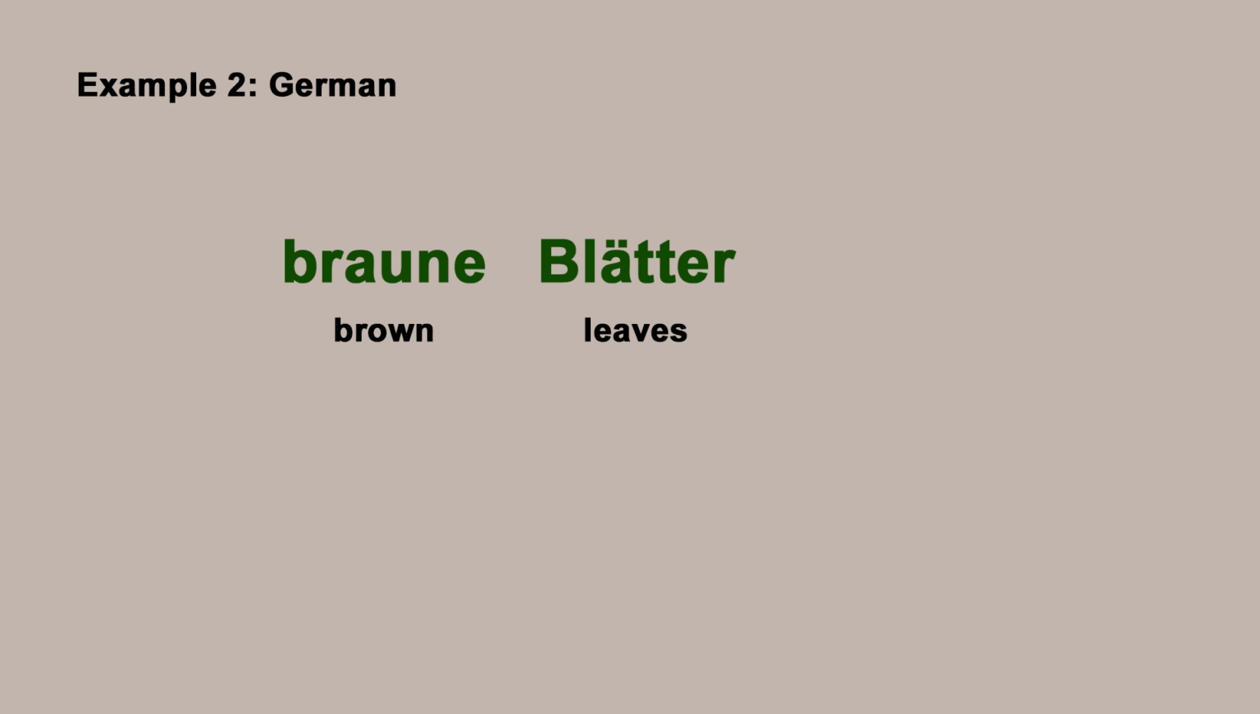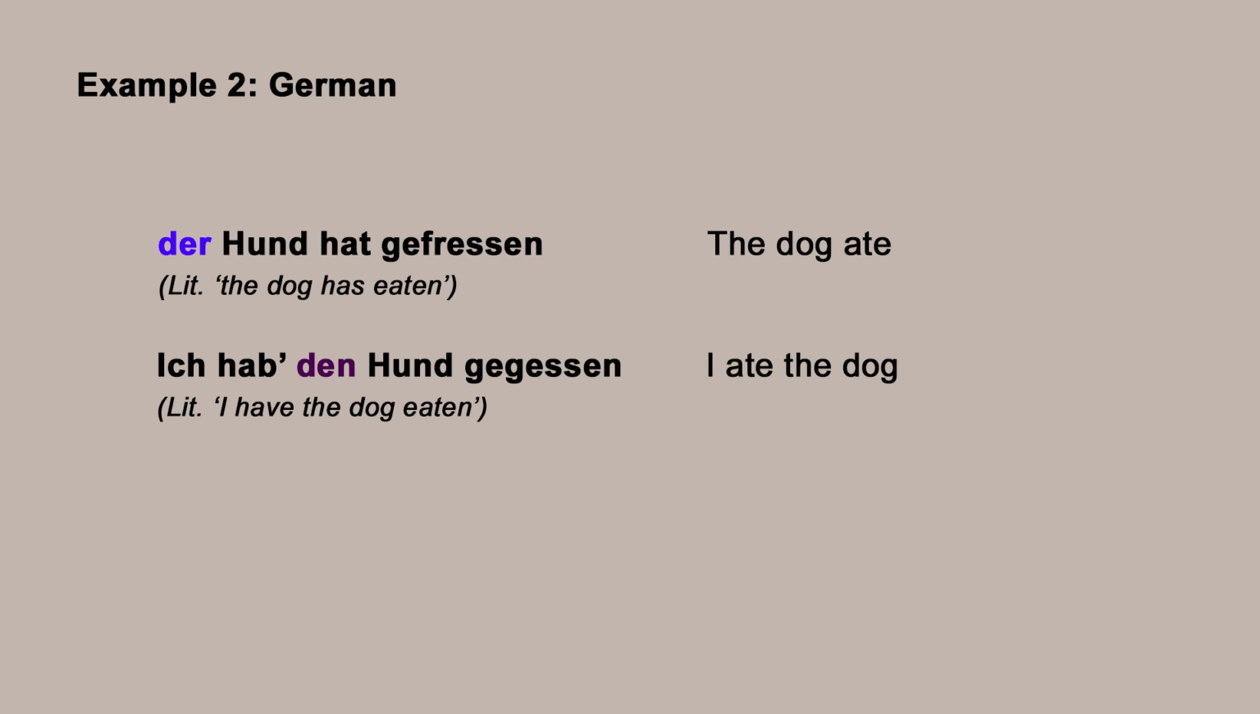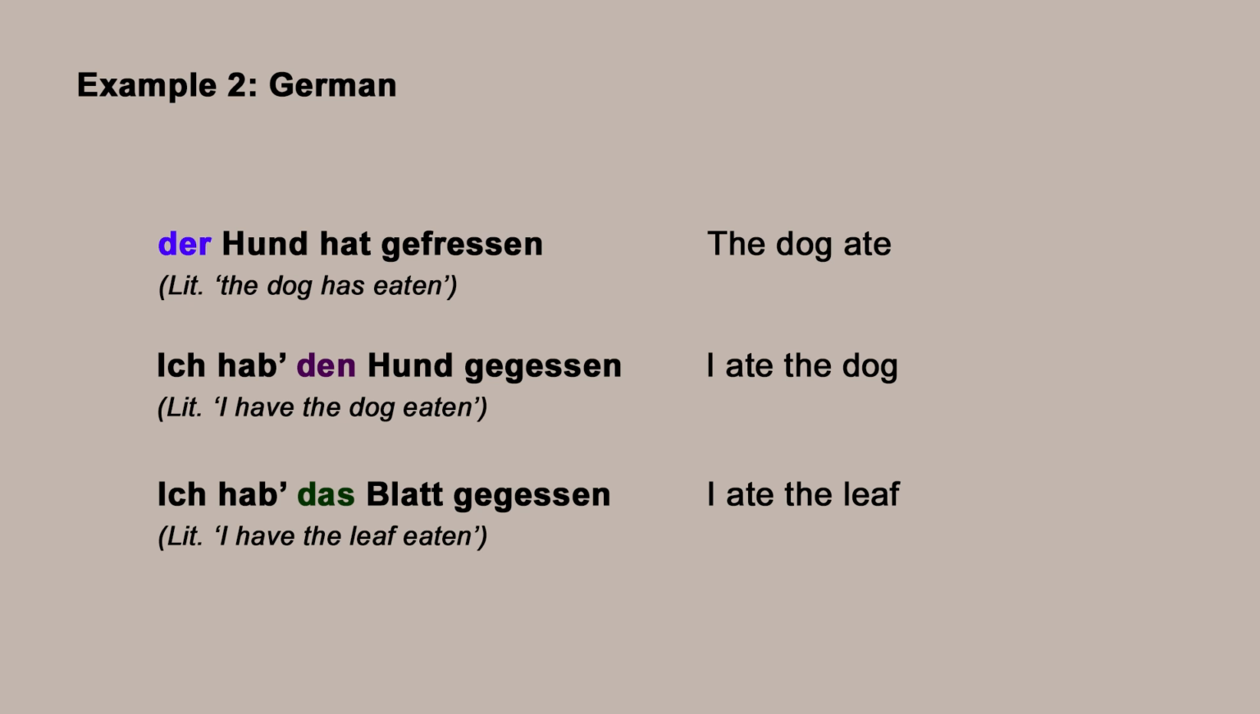So "the dog ate" would be der Hund hat gefressen, but "I ate the dog" would be ich hab den Hund gegessen. The article changes because of the case. If you said "I ate the leaf", it would be ich hab das Blatt gegessen. So this is the same case but a different gender. So you have to choose adjective endings and articles based on a combination of case, gender and number. And if you don't get it right, you sound like a foreigner.